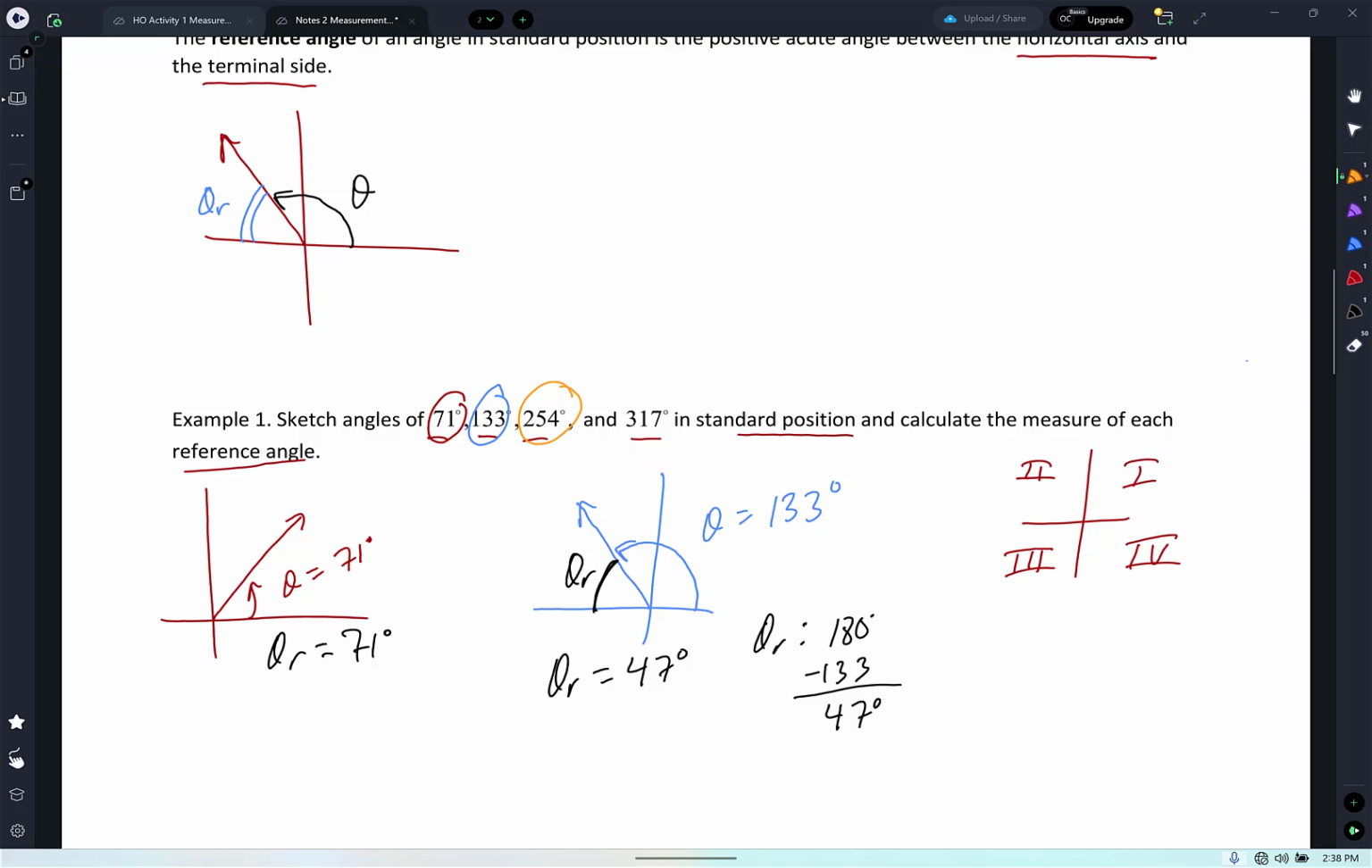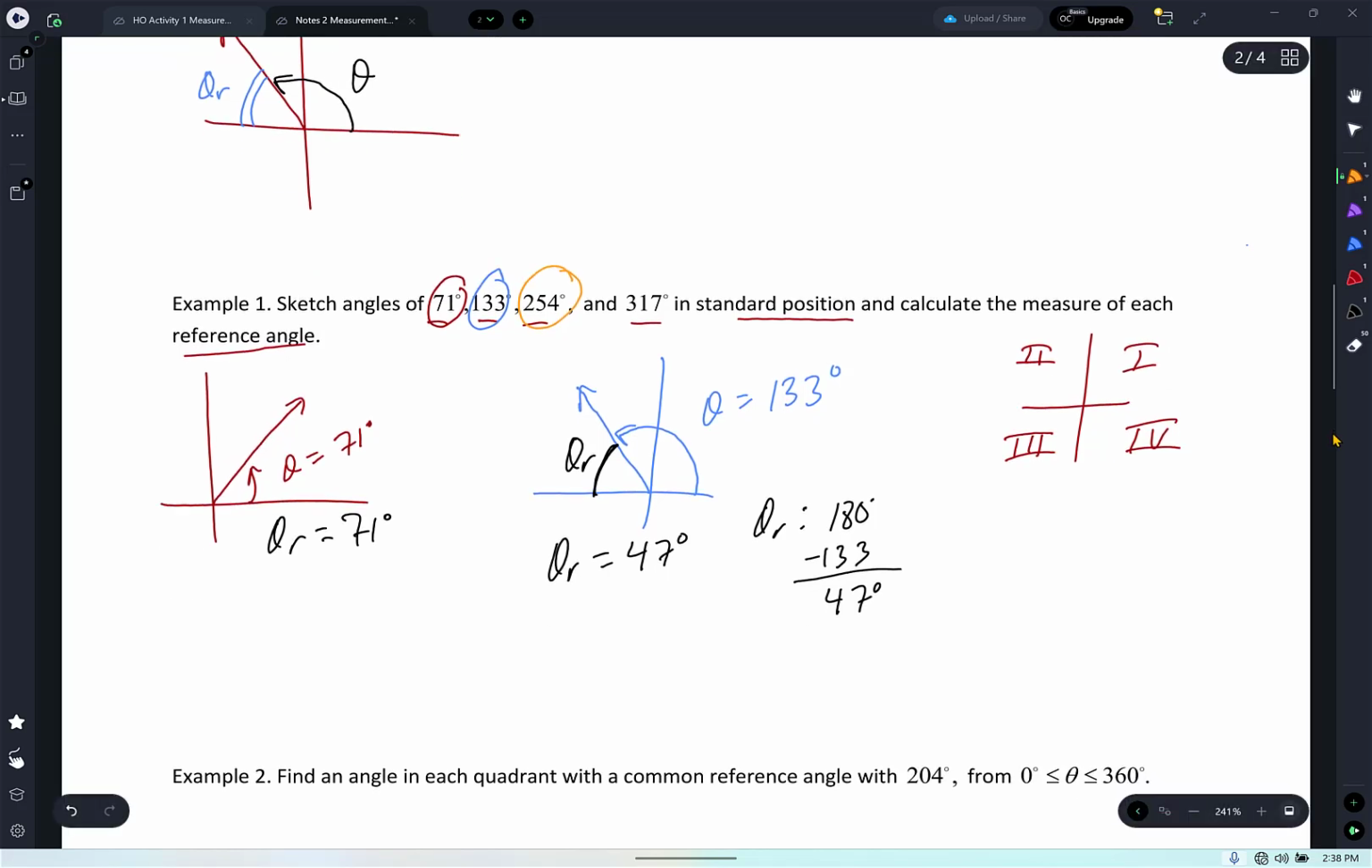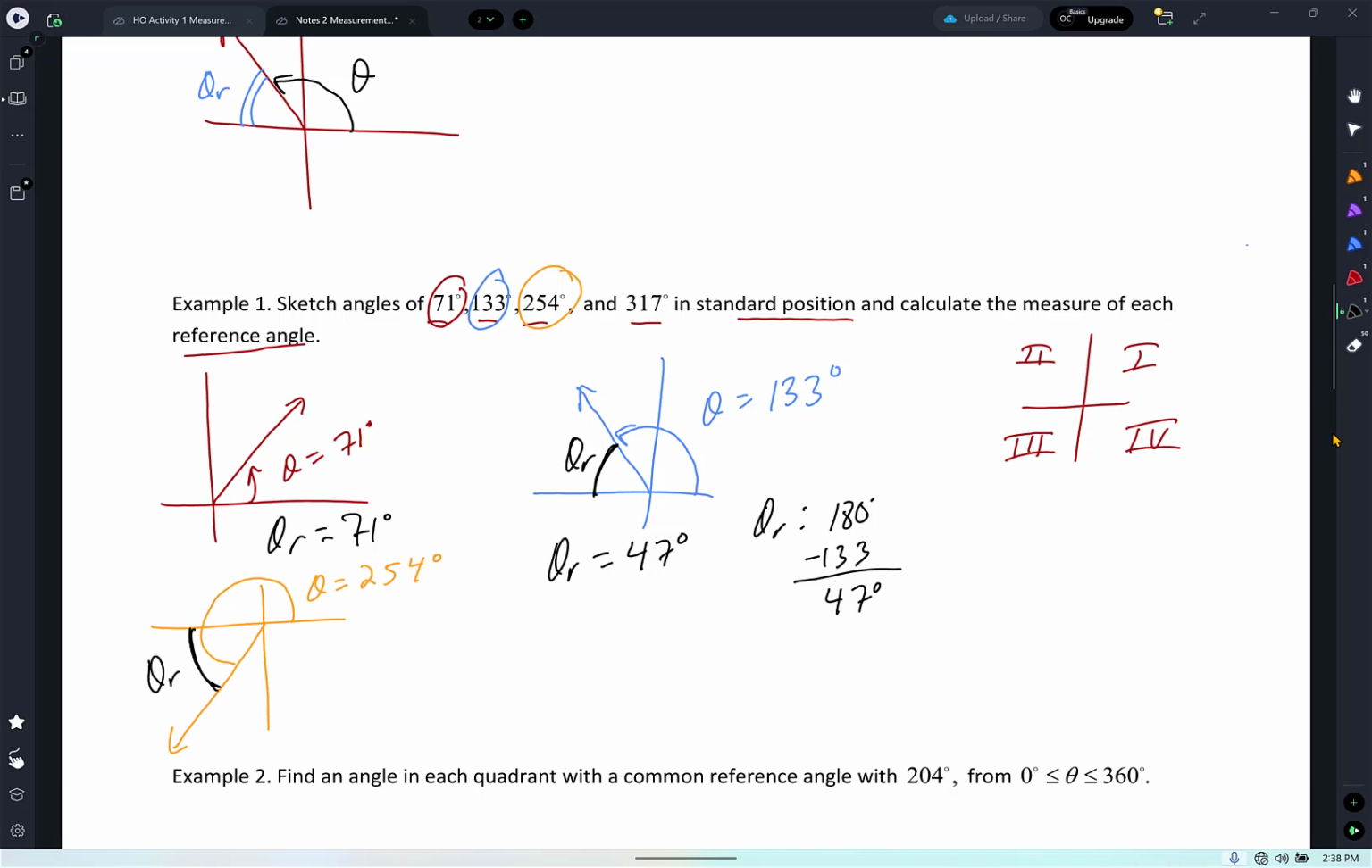254 degrees. What quadrant? 3rd. So I'm going to exaggerate quadrant 3. It doesn't have to be perfect as long as it's in quadrant 3. Theta equals 254. The reference angle is always with respect to the horizontal. There's my reference angle right there.